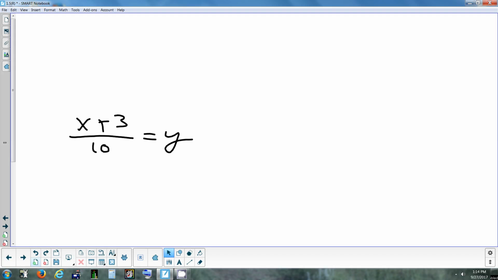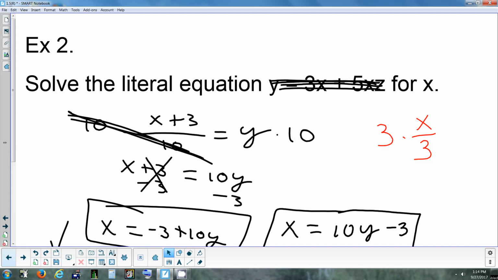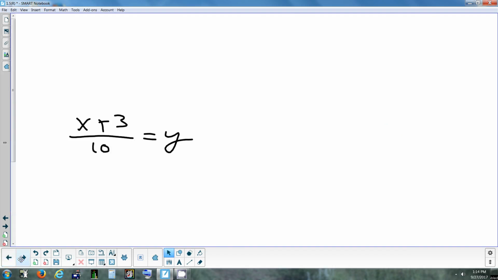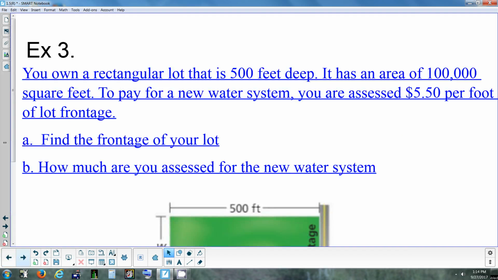Oh. So in the original problem, it was already solved for y. Just making sure you remember what that means. Yeah, that was stupid. Well, that's okay. That's why I asked it.